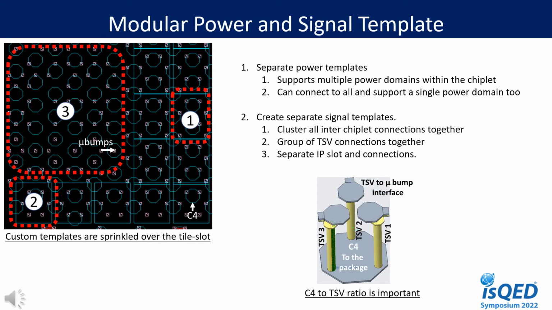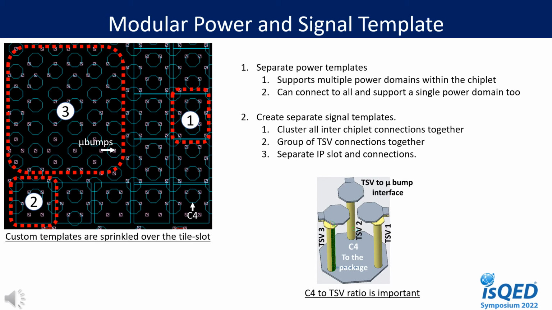Next step in the methodology is to determine the ratio of C4 to TSV and TSV to microbump in order to carry a robust power source all the way from package to the active dies. This also holds good for some of the IO connections as well. Therefore, within the tile slot, we create multiple custom templates of C4 TSVs and microbumps. This can be legoed within the tile slot in order to complete an actual power or signal connection.